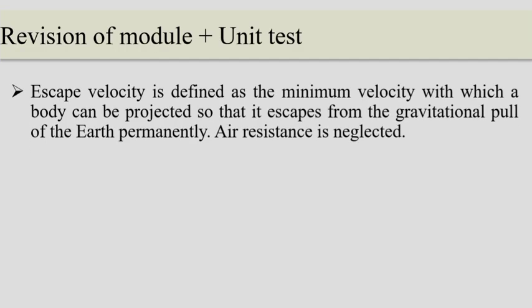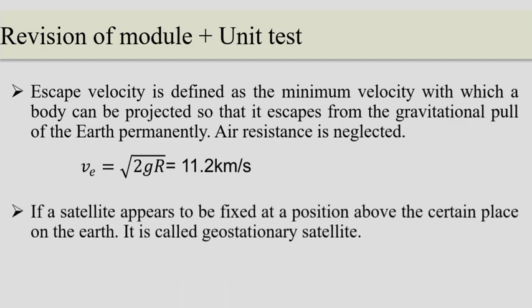Now we define the escape velocity, which is the minimum velocity with which a body can be projected so that it escapes from the gravitational influence of the earth. Here we neglect the air resistance, and it is given by the equation square root of 2gR, which is equal to 11.2 km per second.